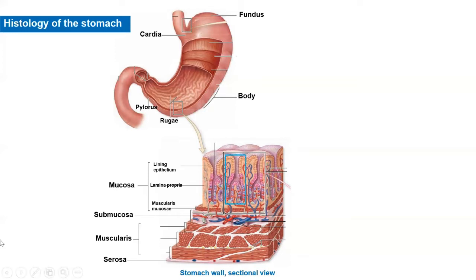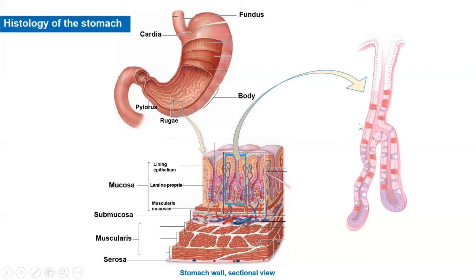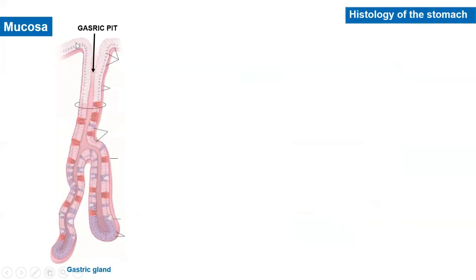If we focus on this region, the lining epithelium is simple columnar epithelium, and this lining epithelium folds inward and goes into the deeper layer of the lamina propria. It forms the gastric gland. If we highlight this region, we see a gastric gland like this. The lining epithelium of the stomach is simple columnar epithelium.